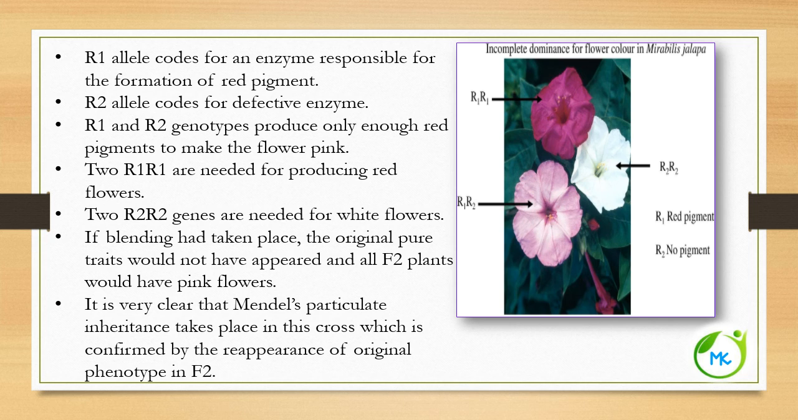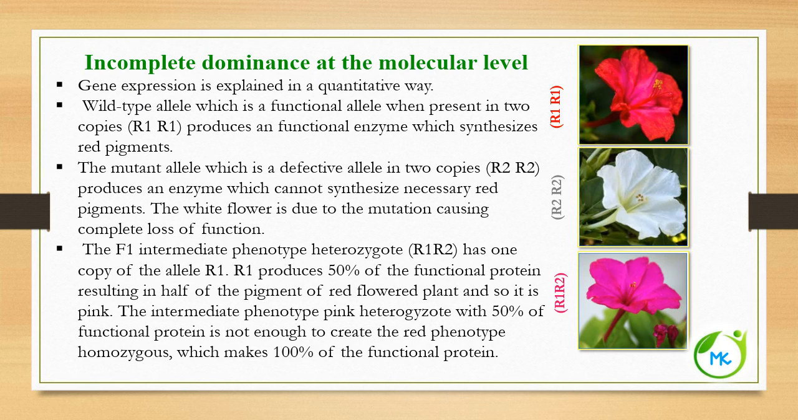Let's see the molecular reason in detail. The gene expression is explained in a quantitative way here. Quantitative is nothing but the amount. So the wild type allele is a functional allele when present in 2 copies. That is, only when 2 R1 are there will the functional enzyme be produced, resulting in the flower color being red. So only when 2 R1 are found will the flower color be red.